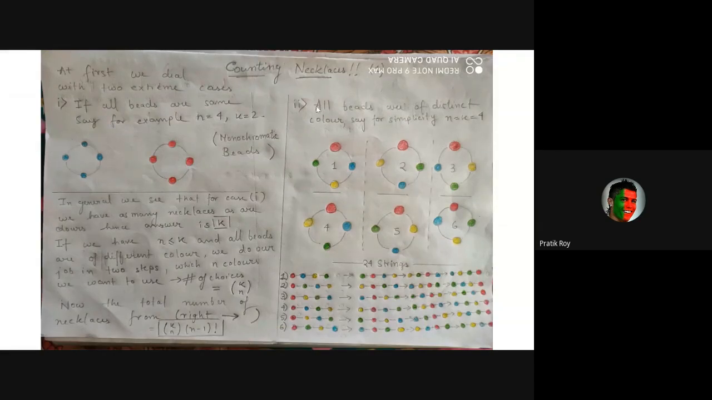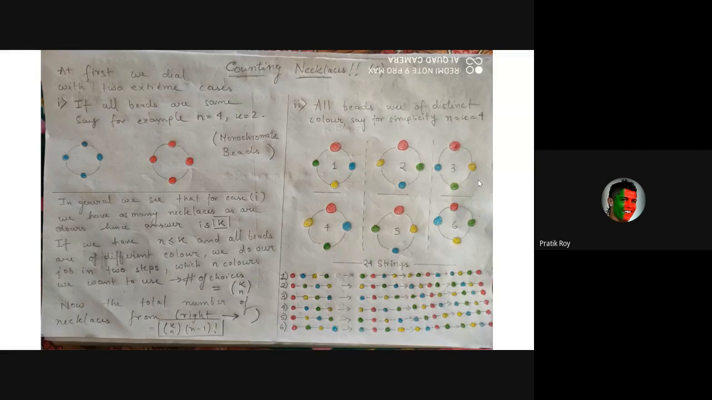And for the other extreme, in this example for the drawing, I have taken n equal to k equal to 4, so there are 4 colors and there are 4 beads, and all of them are of different colors. I see that there are 6 distinct necklaces. Then the next question that one might ask is, what gives us the confidence of saying these are the only necklaces possible?